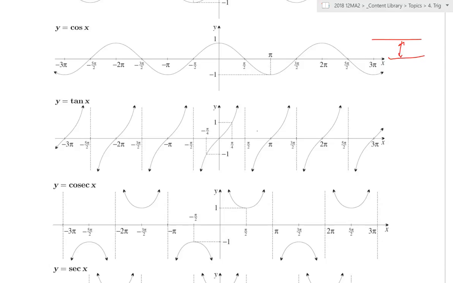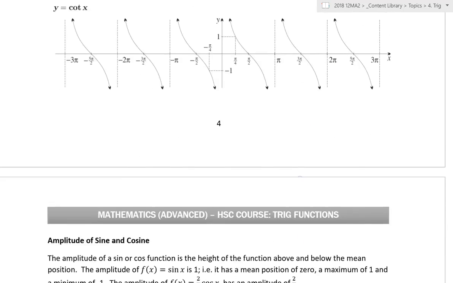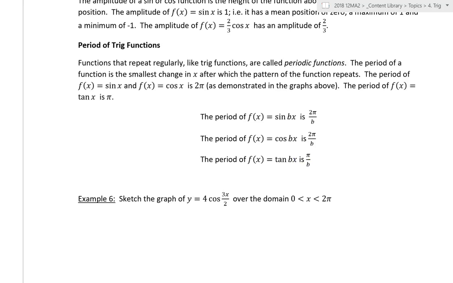The reciprocal functions all have the same period. Tan's period is pi. And again, if I have something like tan 7x, the period of tan 7x is pi over 7. Not 2 pi over 7 as it was for sine and cos, just pi over 7, to make up for the fact that the period of the original function is shorter.